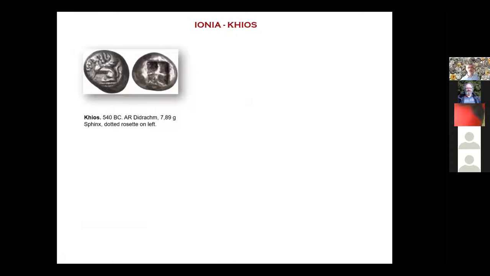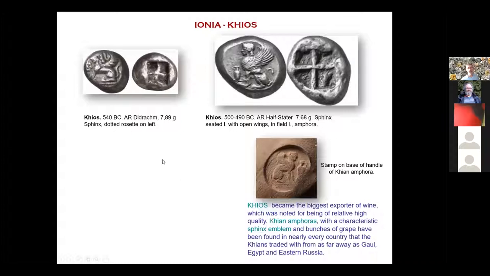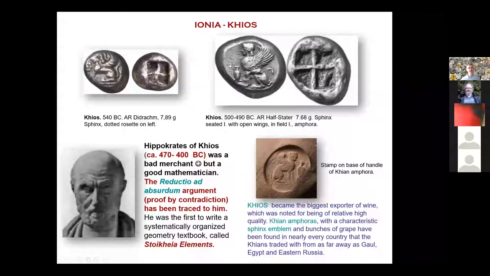Chios was a city famous for its wine exportation. The Chian amphoras with a characteristic sphinx emblem and bunch of grapes have been found in nearly every country that the Chians traded with, from as far away as Gaul, Egypt, and Eastern Russia. And on their coins, they have their famous sphinx and an amphora. And this is the land of Hippocrates.